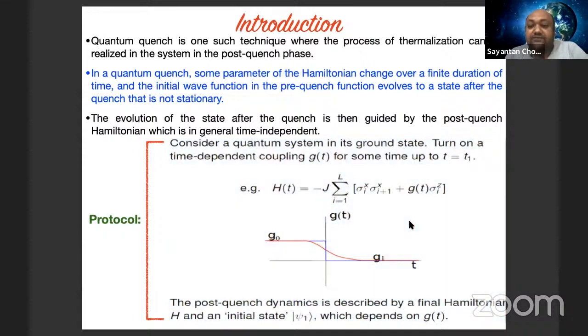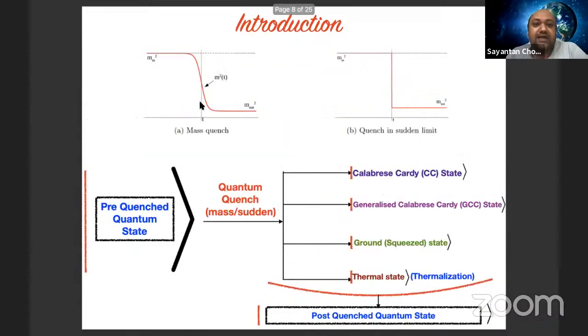This is one example of a spin system, but for our system, we will use this kind of profile. I am giving one of the examples. These two profiles are possible. One is basically a slowly varying profile. Another one is a sharp profile, a sharp change.